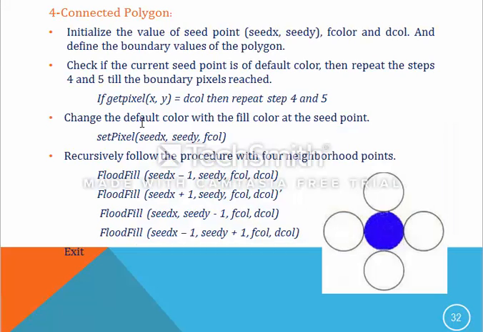Next, the 4 connected polygon. The algorithm basically follows these steps. First, we have to initialize the value of the seed point, the fill color, the default color, the diagonal color, and the face colors. Define the boundary values of the polygon. Next, we need to check if the current seed point is the default color. Then, we need to repeat the steps. Change the default color with the fill color at the seed point. Then the following procedure with the neighboring 4 points is followed.